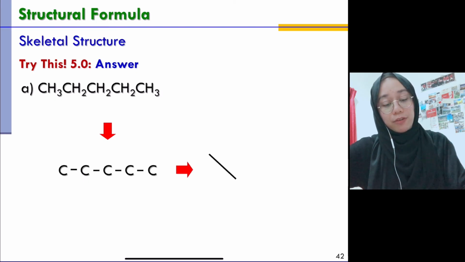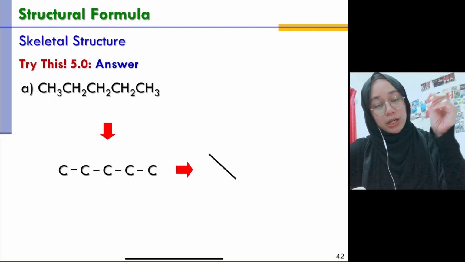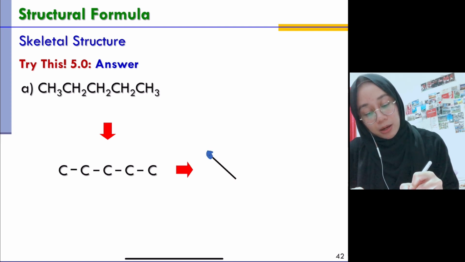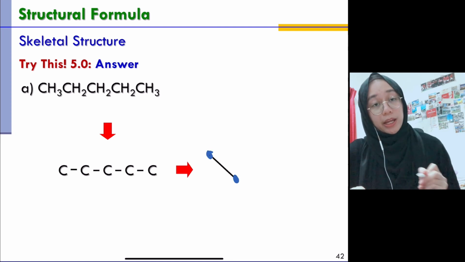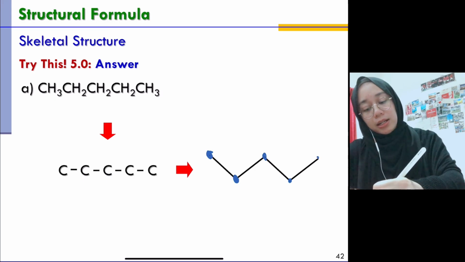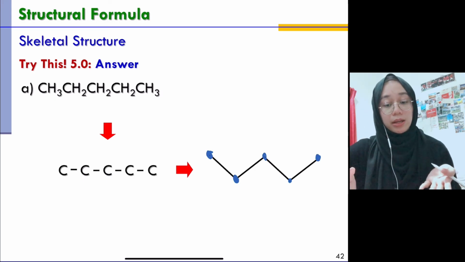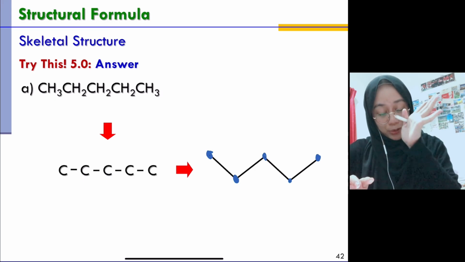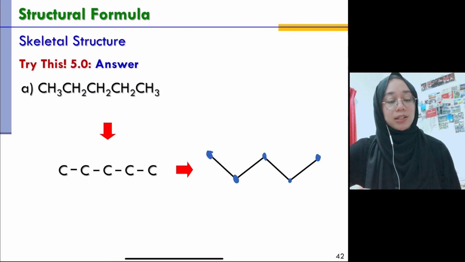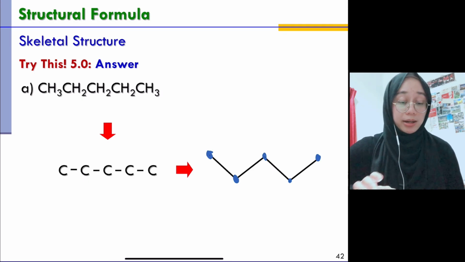Okay. So we have 1. Okay. So 1. And then kita ada dekat bawah ni 1. Dan bila kamu buat lagi terus panjang macam tu, itu adalah yang kedua. And then kita ada yang ketiga. And then kita ada yang keempat. And then kita ada yang kelima. So this is how it looks like without the dots yang biru punya dots tu. Okay. So this is how your skeletal structure for CH3, CH2, CH2, CH2, CH3 looks like. Okay. So nanti kamu try sendiri untuk yang lain pula dalam 5.0 tu.